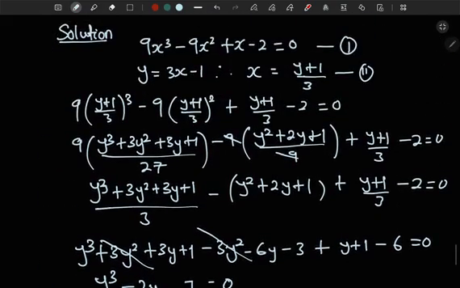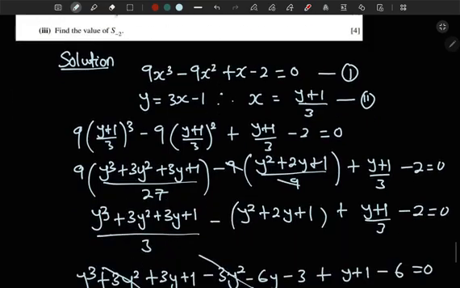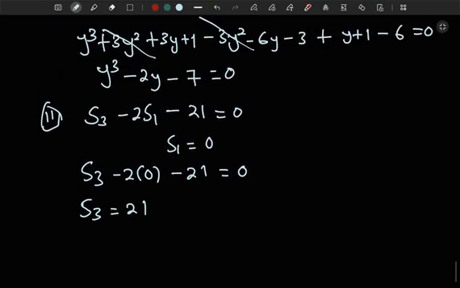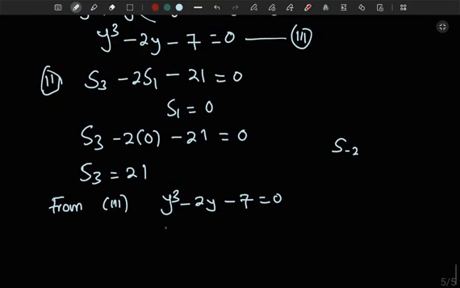Okay, I think the third part of the question is to find the value of x subscript minus 2. Now to get that, let's go back to the derived equation. Let me call that equation 3. So from 3, our y cubed minus 2y minus 7 equals 0. For us to get x subscript minus 2, we can actually divide both sides by y cubed, or rather we divide both sides by y squared.